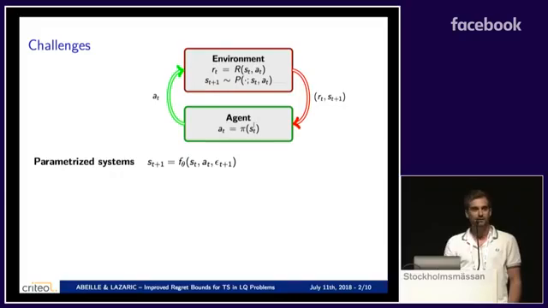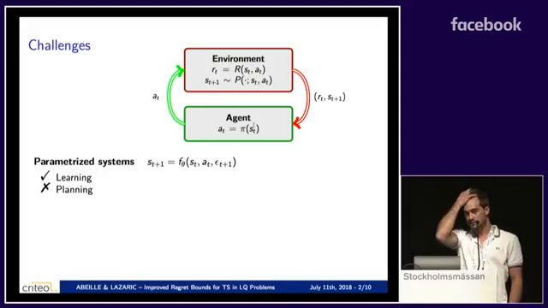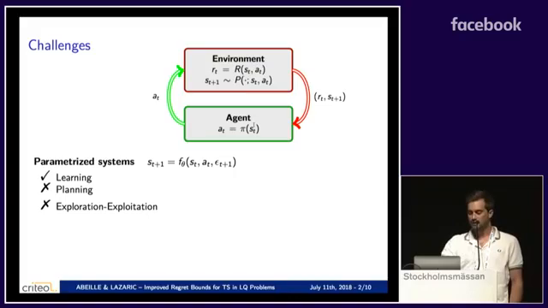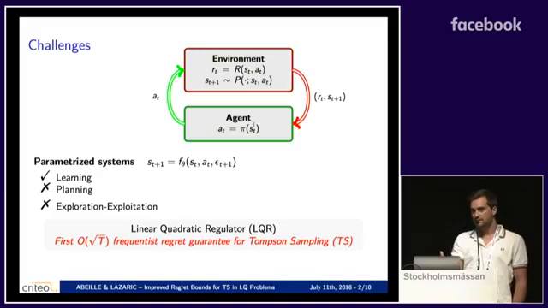A very natural idea is to have continuous states and actions, but a parameterized dynamic. In general, we can still say things about the learning because we can leverage what we know about time series analysis, but solving the planning problem gets very difficult or intractable. In particular, we don't know how to say anything about the exploration-exploitation dilemma, especially at the theoretical level. So what we do in this work is go for continuous state and action, but we consider a very specific instance of parameterized system, the linear quadratic regulator. And we prove the first square root of T regret bound for the Thompson sampling algorithm, which is a computationally efficient way of addressing the exploration-exploitation dilemma.